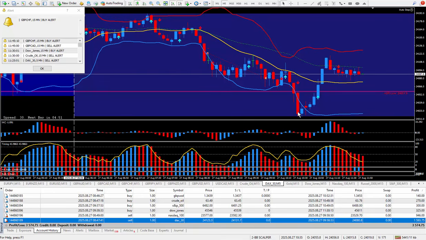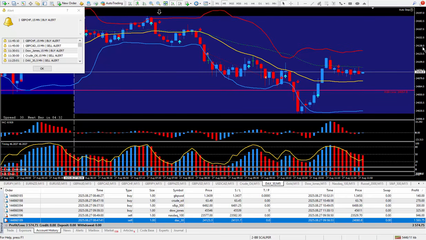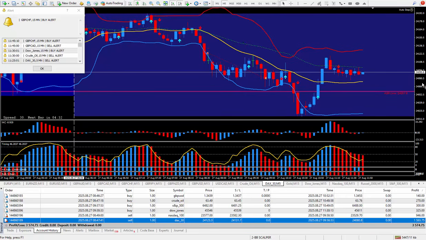It did continue to go down some more. So we have the arrow from the super signal here and here. And if I go down a little bit like that, you can see the daily trade plan. There's the arrow there.